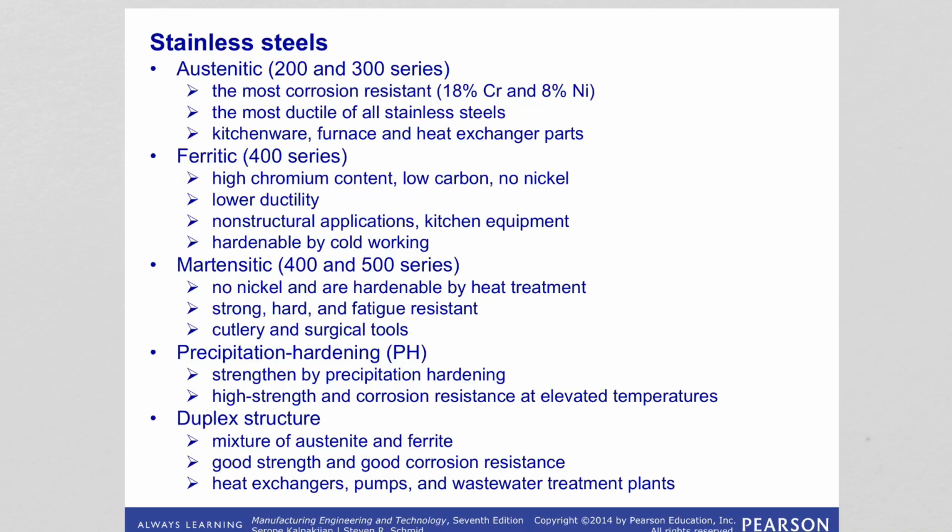And duplex structure. This is a mixture of austenite and ferrite in equal amounts, and their corrosion resistance is similar to that of austenitic grades. On the other hand, compared to austenitic grades, they showed improved resistance to stress corrosion cracking, and this is the reason they are used in heat exchangers, pumps, wastewater treatment plants, where corrosion is an important consideration.